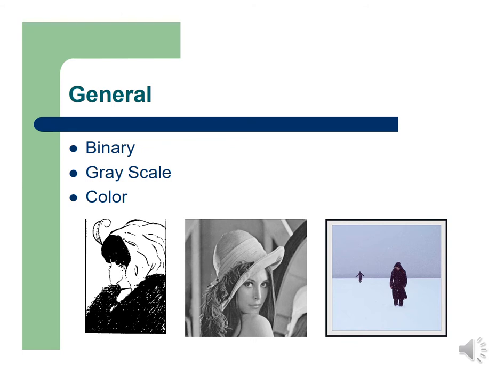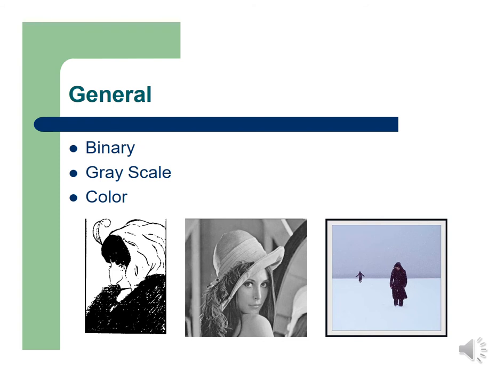Then we have another type of image, which is grayscale, and grayscale means that we have more than one gray level, and it depends upon the type of image. Like if we have an 8-bit image, then we will be having 255 gray levels. 0 is totally black, and 255 represents pure white, and all the intensities between 0 and 255 are our grayscale intensities or grayscale values.